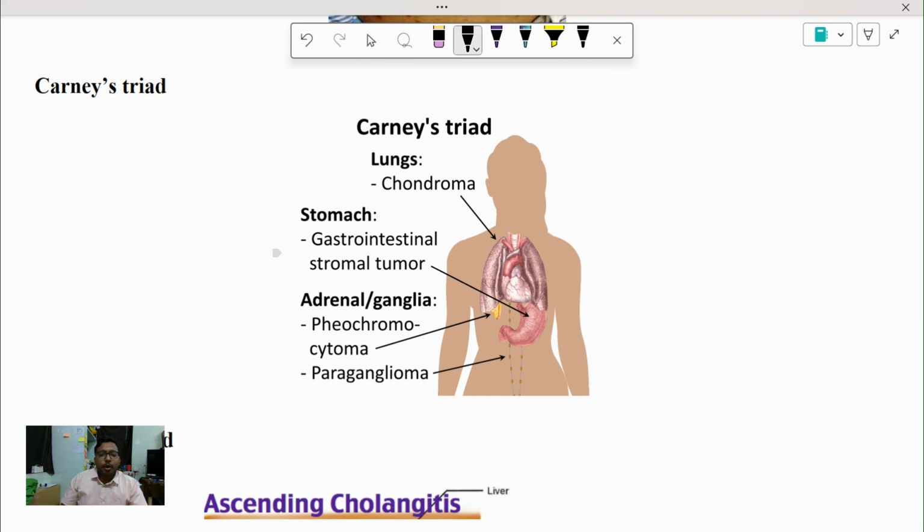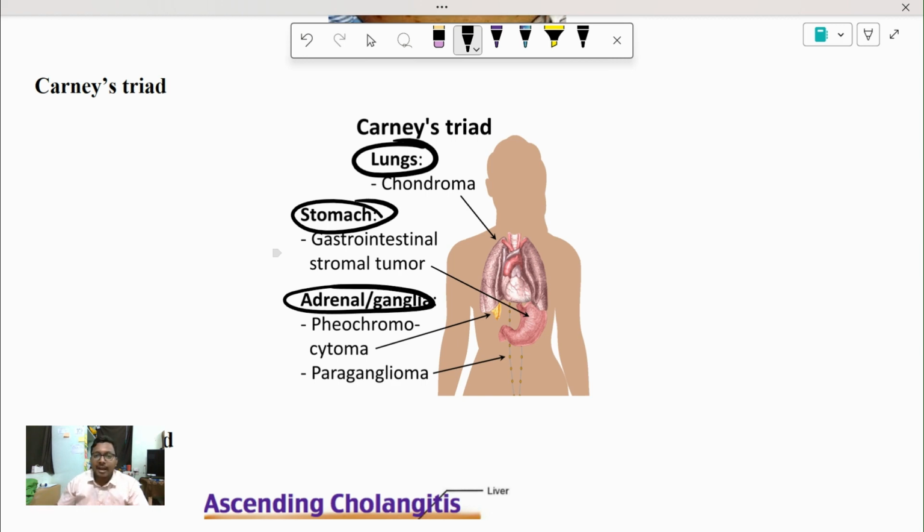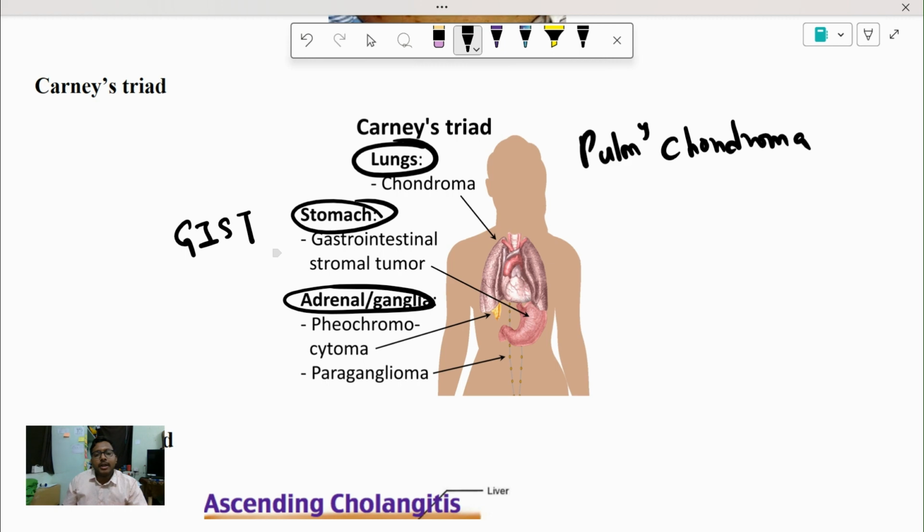Please remember there are three important organs we need to remember. One, lungs, stomach, and adrenal gland or the sympathetic ganglia. So usually in lungs we have got something called pulmonary chondroma, right? Then in stomach you have got GIST, gastrointestinal stromal tumor. Then in the adrenal you can have pheochromocytoma. The same thing if it happens in the extra-adrenal sympathetic ganglia, that is called paraganglioma. Okay, so these are the three components of Carney's triad.